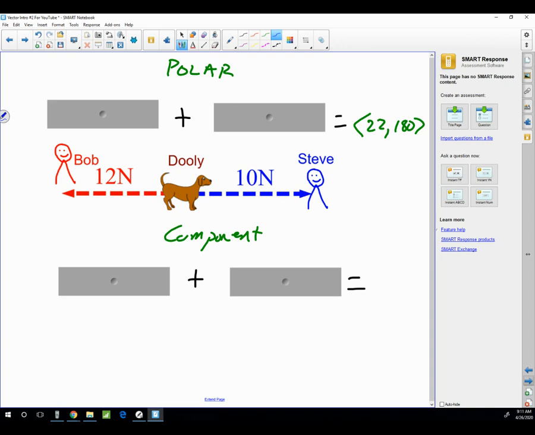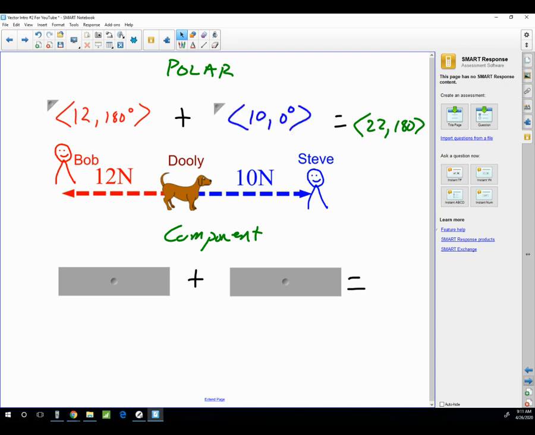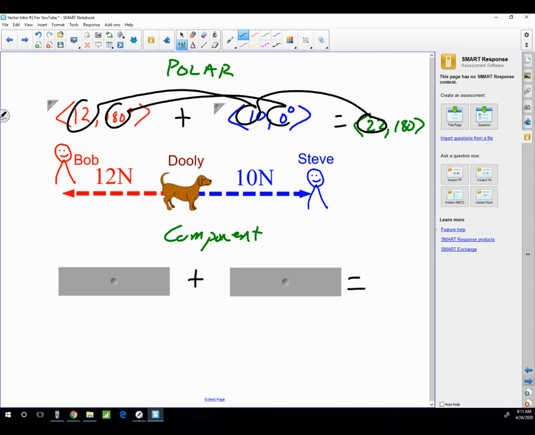Here's a situation where a dog is being pulled on by two people. I don't know what they're trying to do to the dog. They're not hurting it. Don't call the Humane Society. But Bob's polar vector is 12 in the direction of 180. Steve's polar vector is 10 in the direction of 0. If we added that to that, we'd get that, and that to that, we'd get that.